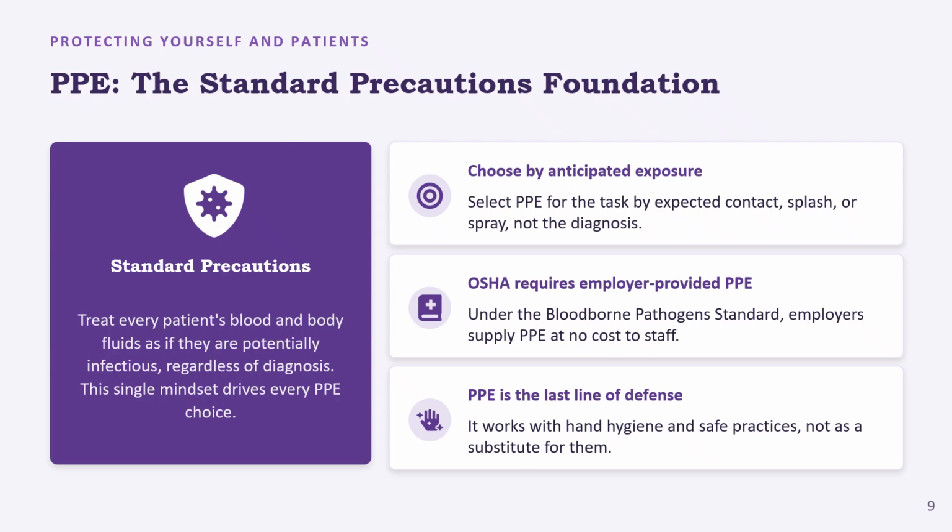First, you choose PPE based on the anticipated exposure of the task in front of you. Ask yourself, for this task, do I expect contact with blood or body fluids, or a splash or a spray? Your answer tells you what to wear. You do not select based on the patient's diagnosis. Second, this is not just good practice, it's law. Under the Occupational Safety and Health Administration's bloodborne pathogen standard, your employer must provide appropriate PPE at no cost to you. If it is missing, that is a problem you can and should raise.